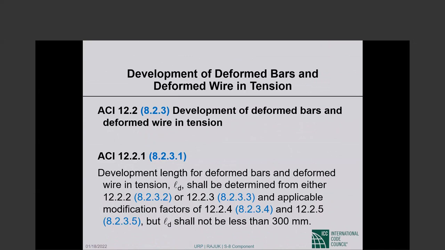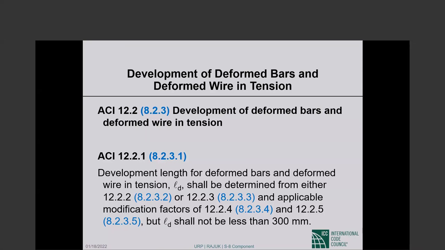So, development length for deformed bars and deformed wire in tension. From now on, I probably should indicate this. First we will look at the code provisions for development length of deformed bars in tension, then development of deformed bars in compression, then development of hooked bars in tension. Hooked bars don't work in compression, so that doesn't arise. And then we will go on to other topics.